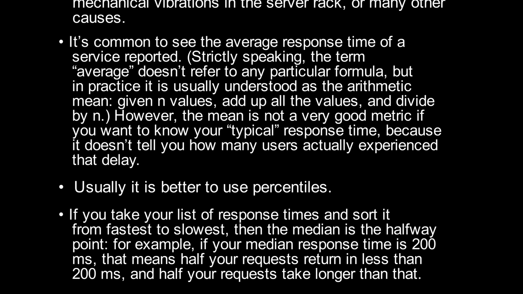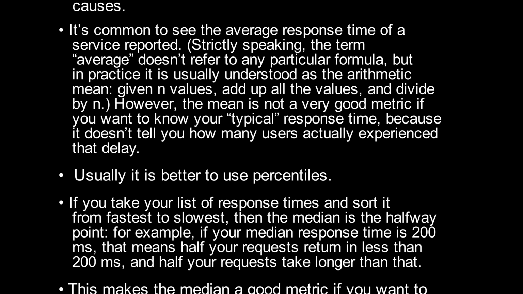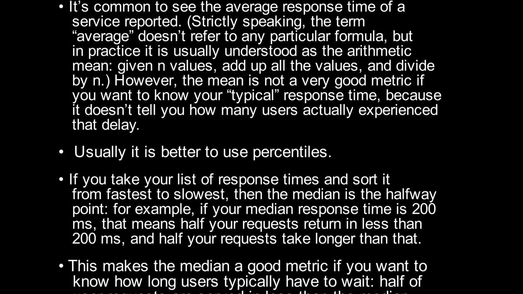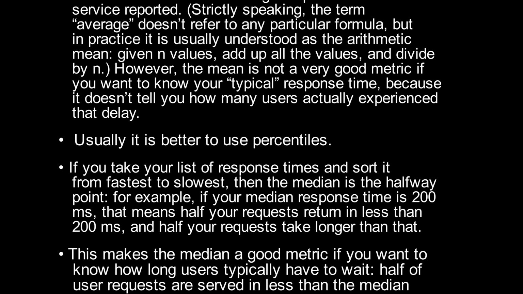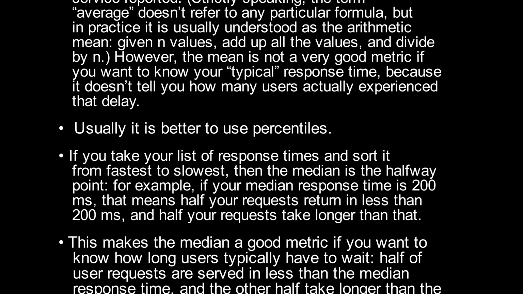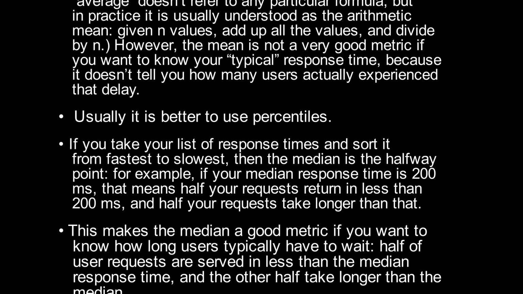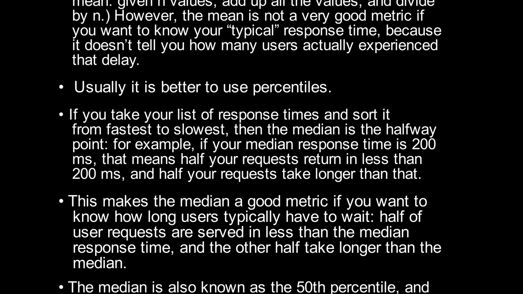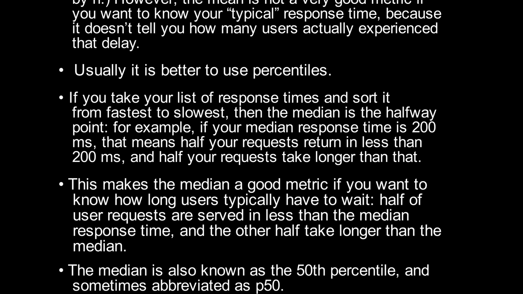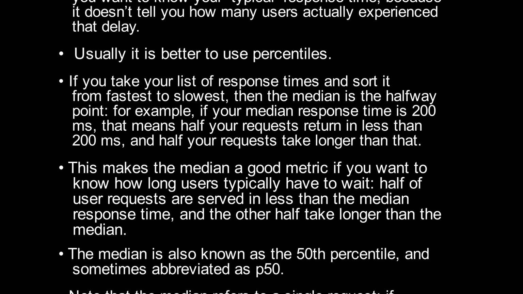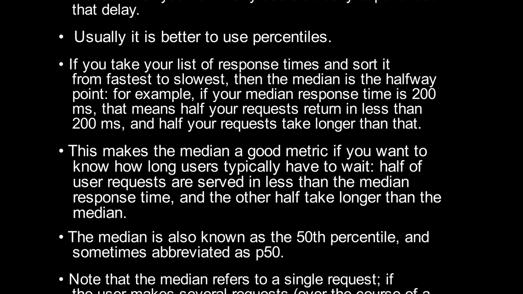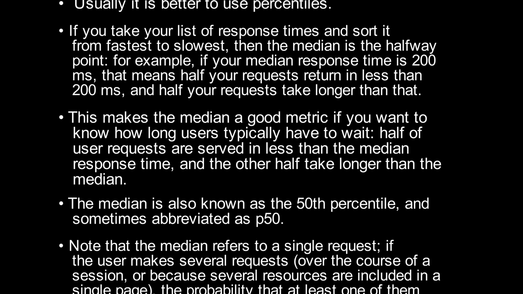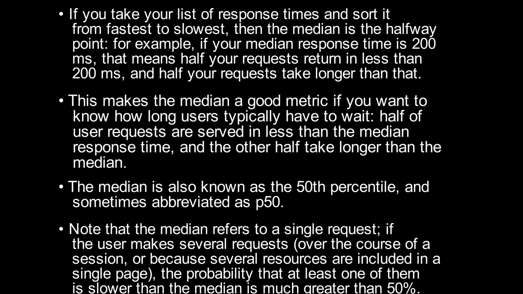If you take your list of response times and sort it from fastest to slowest, then the median is the halfway point. For example, if your median response time is 200 ms, that means half your requests return in less than 200 ms, and half your requests take longer than that. This makes the median a good metric if you want to know how long users typically have to wait. Half of user requests are served in less than the median response time, and the other half take longer than the median. The median is also known as the 50th percentile, and sometimes abbreviated as P50.